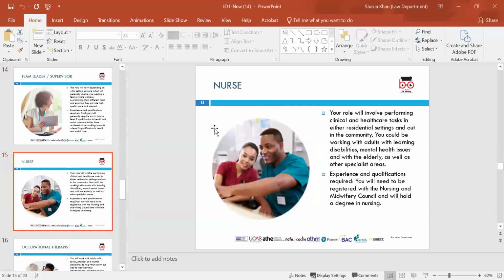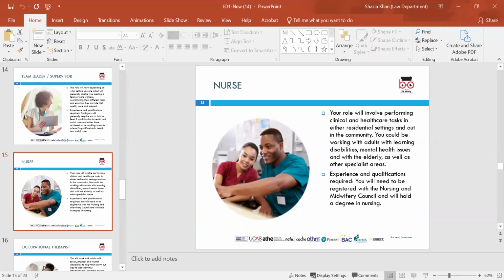And the next one is, again, the nurse. Here you will need to be registered with the Nursing and Midwifery Council, and you need a degree in nursing, okay? There are many different routes. So you could become a healthcare professional and then work towards becoming a nurse, okay? But you need to go to university and get a degree.